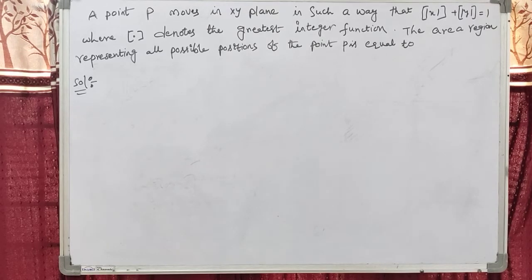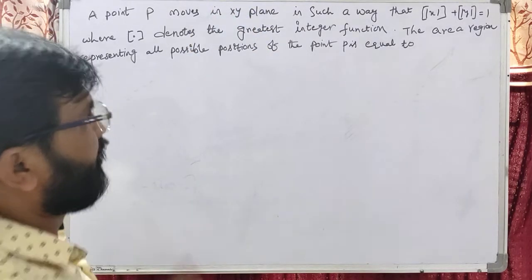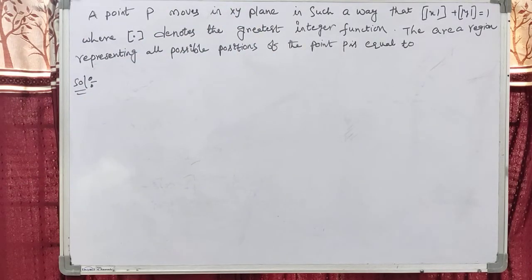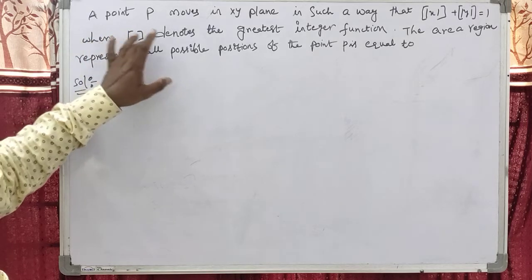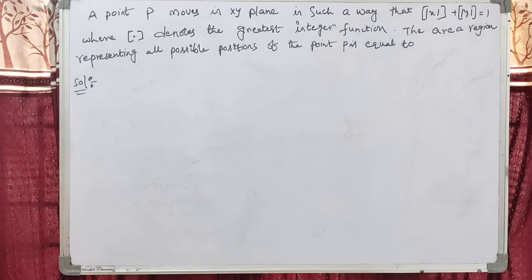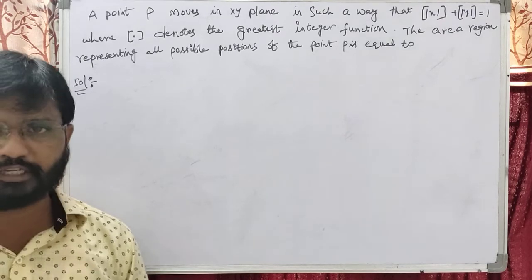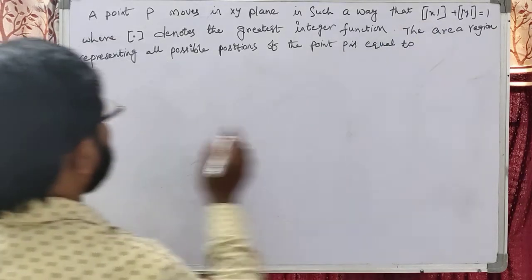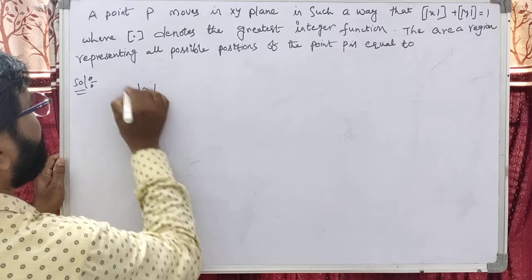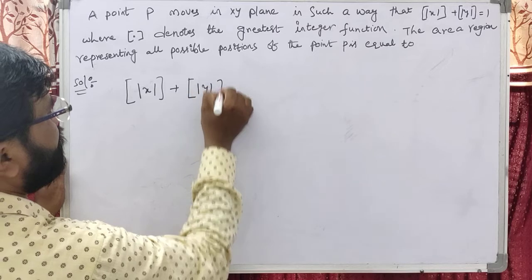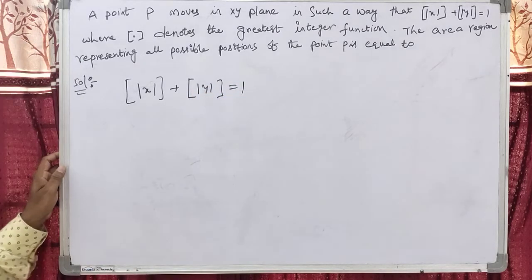Dear student, a point P moves in the xy plane, the coordinate plane, in such a way that [x] plus [y] is 1, where [ ] denotes the greatest integer function. The area of the region representing all possible positions of the point P is equal to, okay students. So dear students, given that [|x|] + [|y|] = 1, okay students, that is 1.